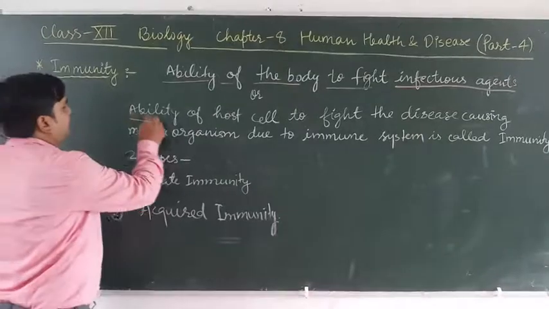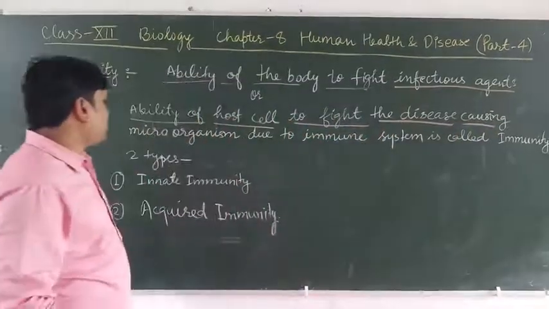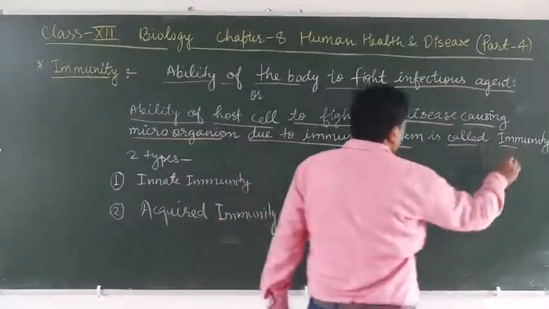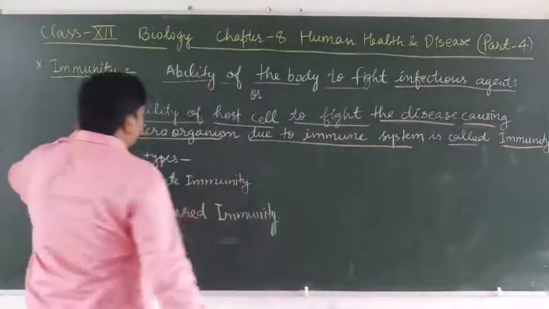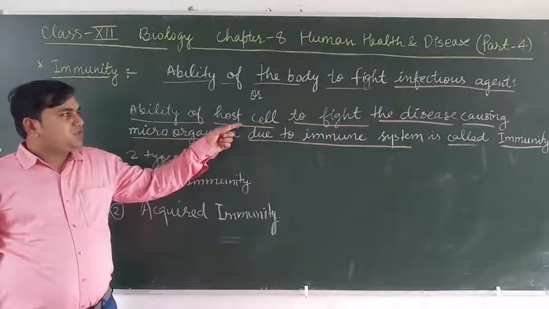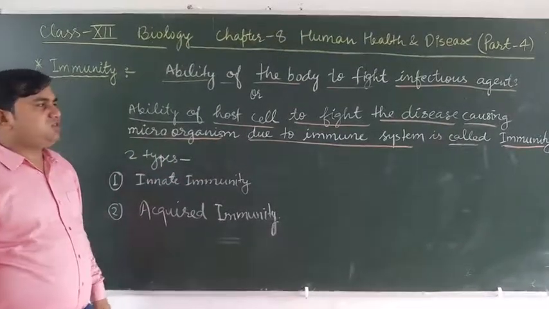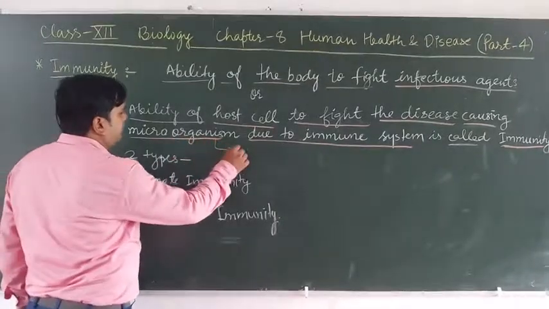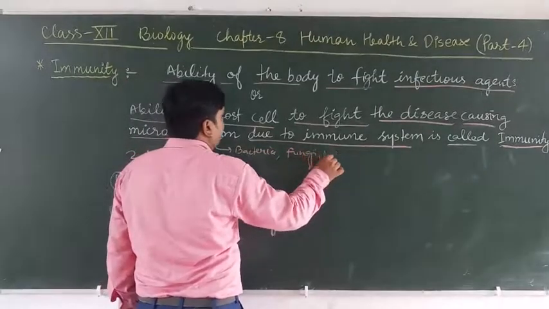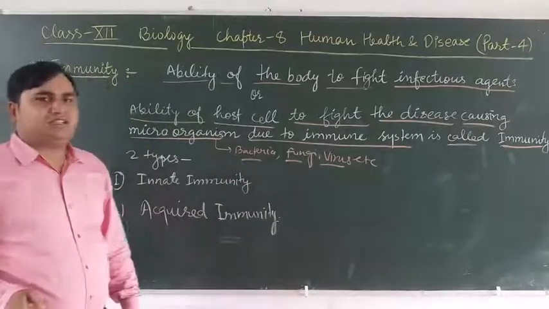The ability of the host cell to fight the disease causing microorganism due to the immune system is called immunity. Very simple. Ability of host cell, means any organism's host cell, to fight the disease causing microorganism due to the immune system is called immunity. That microorganism may be bacteria, fungi, viruses and so on, that can cause disease inside the body.